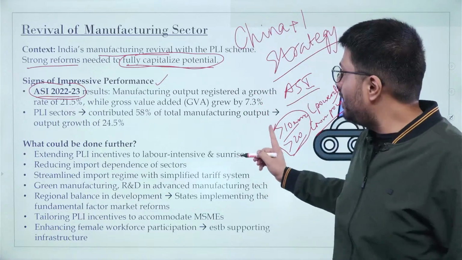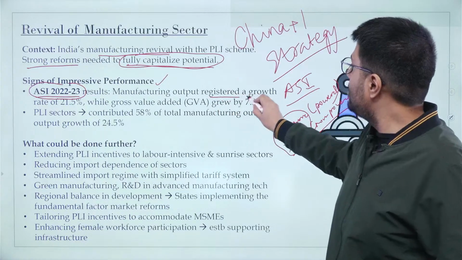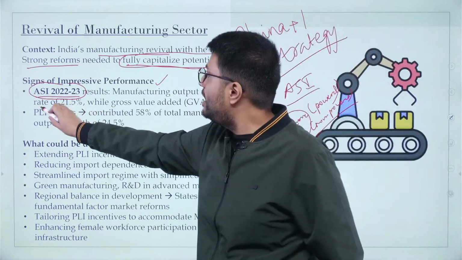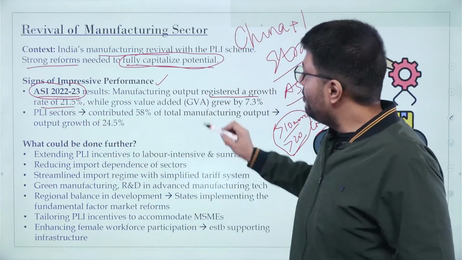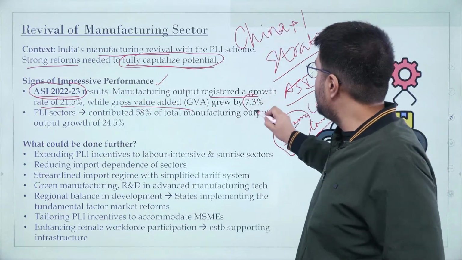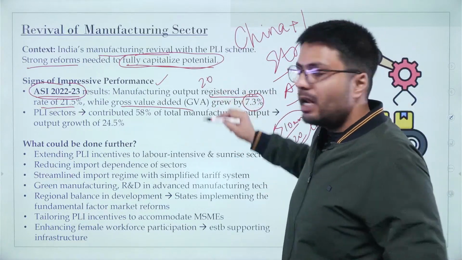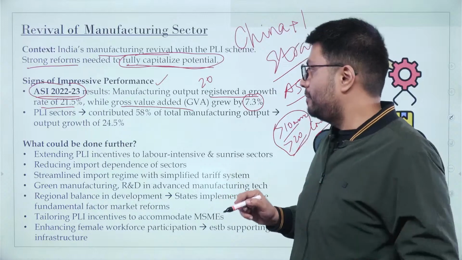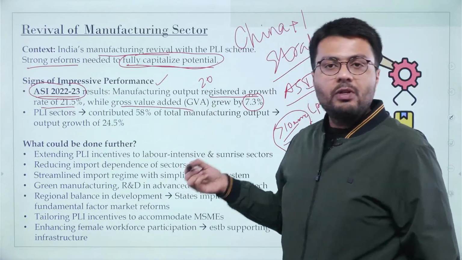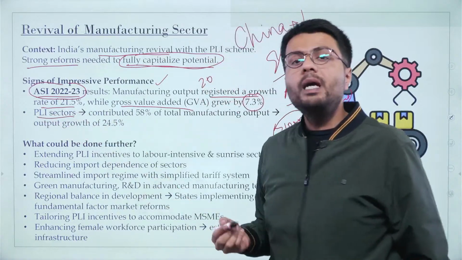Now, this survey has highlighted that India's manufacturing sector has registered a growth rate of 21.5%, whereas the gross value added of manufacturing has grown by more than 7%. Now, this is last 2 decades result. Now, especially this survey quotes the developments related to PLI sector.